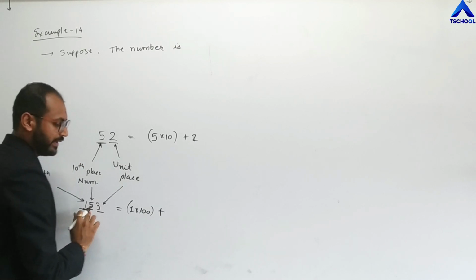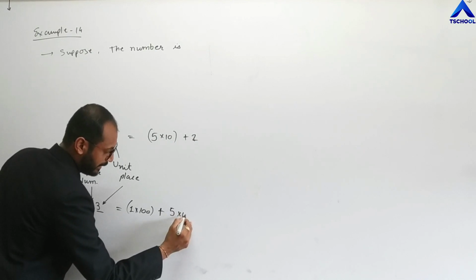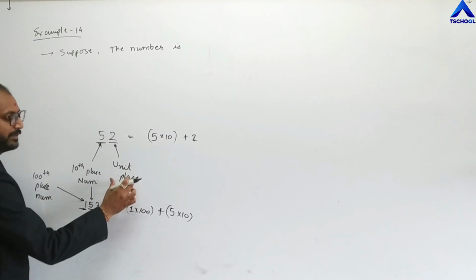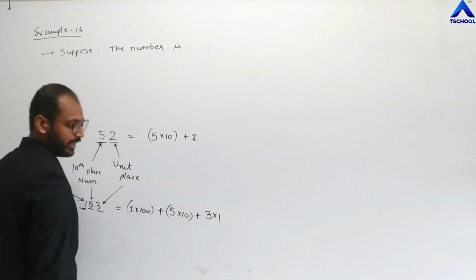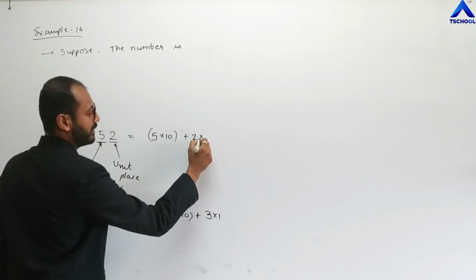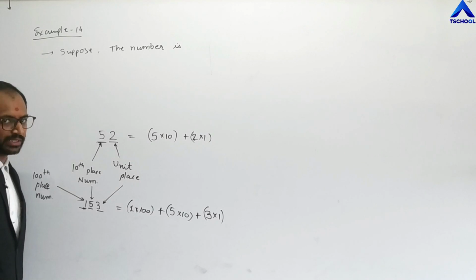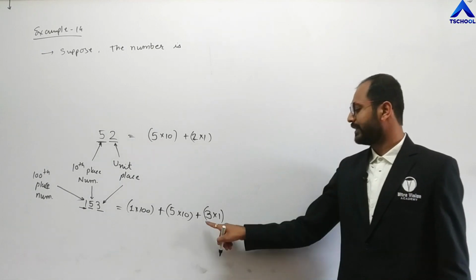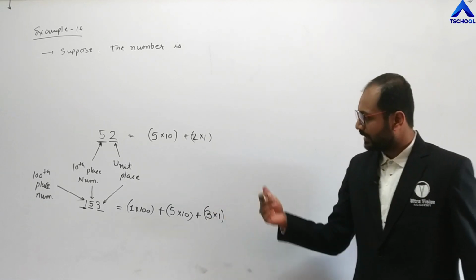Plus 5 is at the 10th place, so 5 is multiplied by 10, and 3 is at the unit place, so plus 3. The unit place means 3 is a multiple of 1. Here 3 is multiplied by 1, but this multiplication gives the value itself. We studied in chapter 1 that it is the multiplicative identity, so we get the same number. Clear?